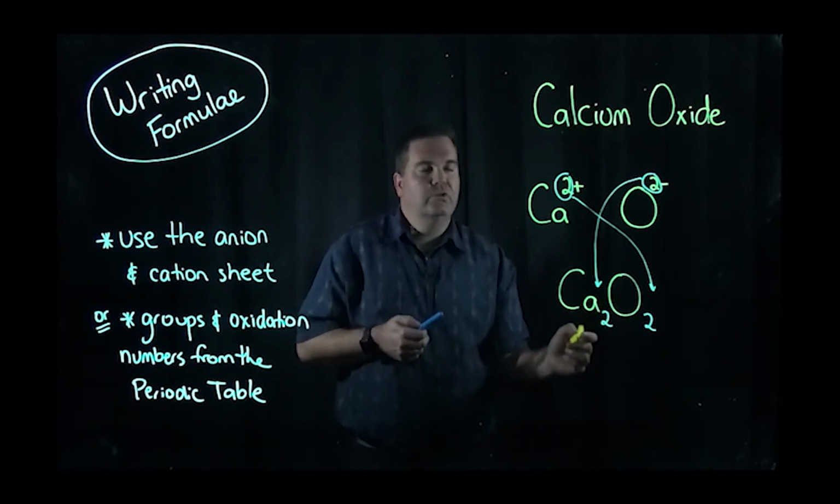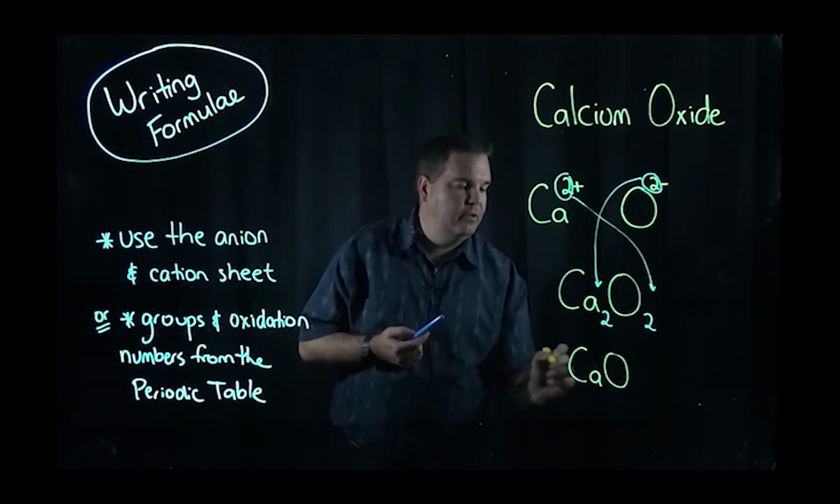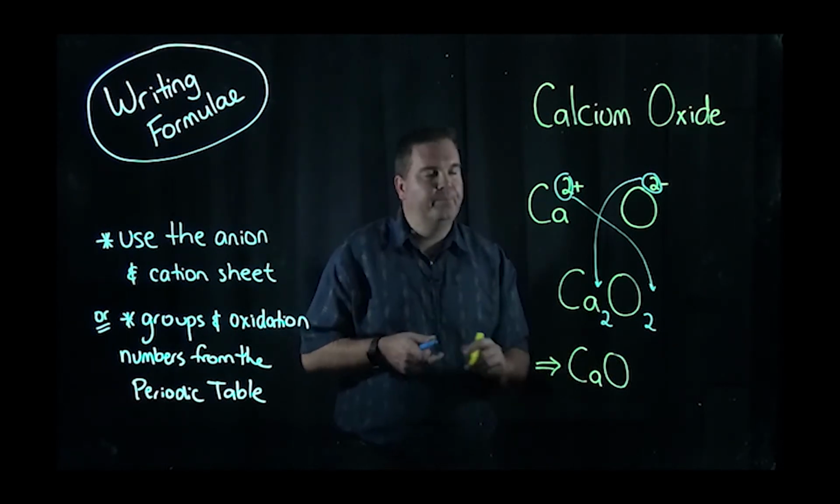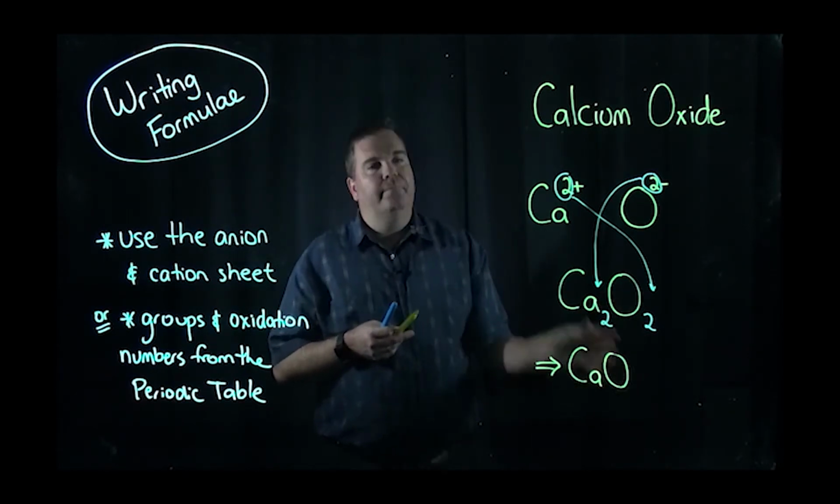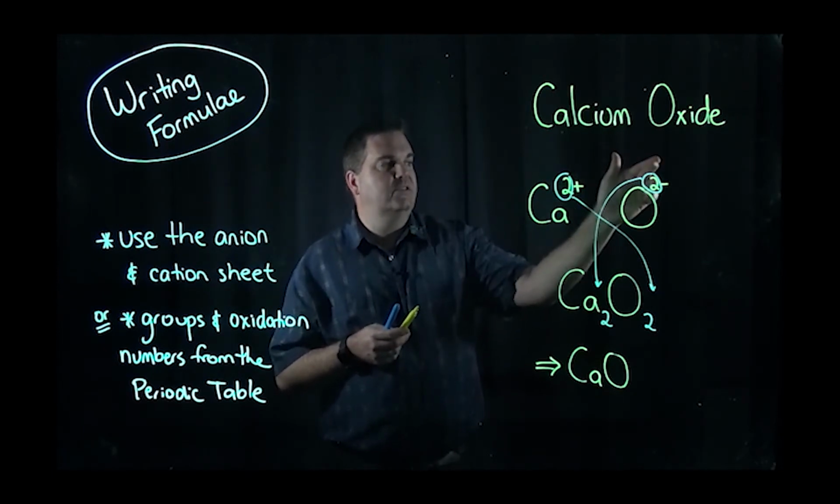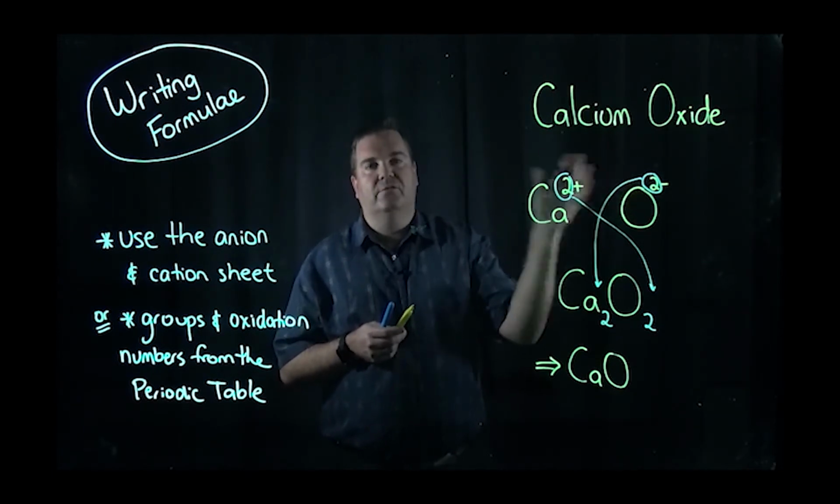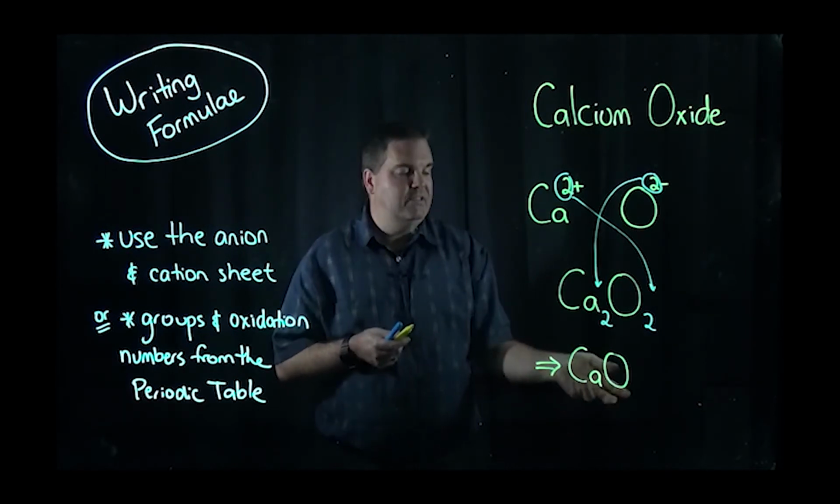So 2 and 2 will both cancel down to 1 and 1. We don't write ones, so the formula for calcium oxide is CaO. I wanted to show you that because I wanted to go through the principle of cancelling down, but I also wanted to talk about the fact that if you have the same numbers here, 2 plus and 2 minus, you can just cancel them out. So if it was 1 plus and 1 minus or 3 plus and 3 minus, you can cancel out straight away and get to your formula.